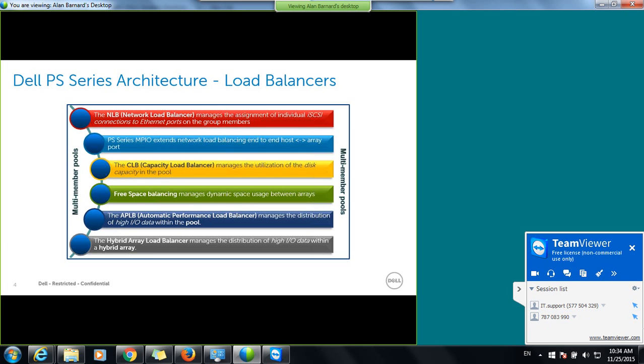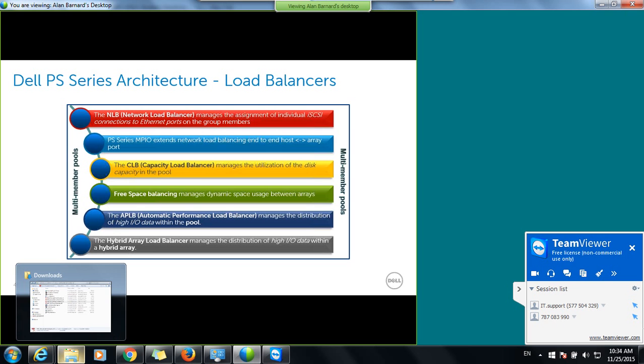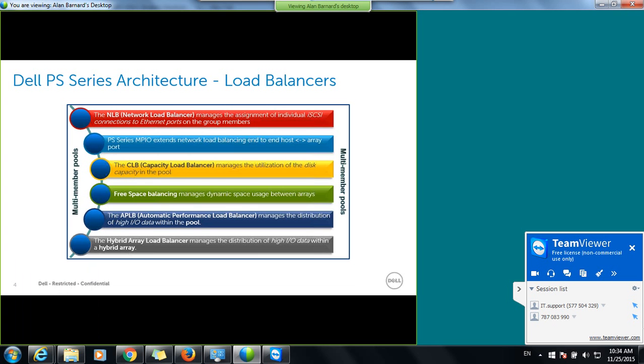Lastly is hybrid array load balance. This is only applied on the hybrid array. You know yourself, hybrid arrays only support RAID 6 accelerated. So basically this is a distribution of high I/O between the SSD and the SAS RAID. As you know, a hybrid array is a combination of the two normally. So this is pretty much the load balance features in EqualLogic, but normally the user doesn't see it.